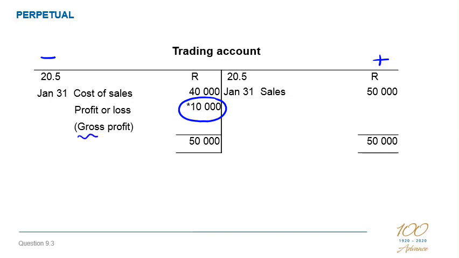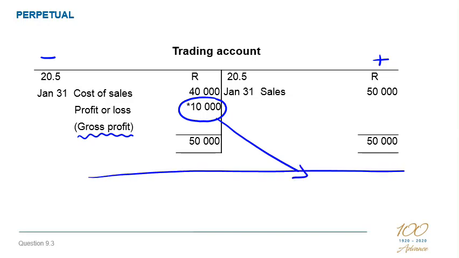Where do I take the gross profit? I would transfer that to the credit side as the starting point for my profit or loss account. So I can start off by calculating my profit for this period with a gross profit from the trading account of 10,000 Rand.